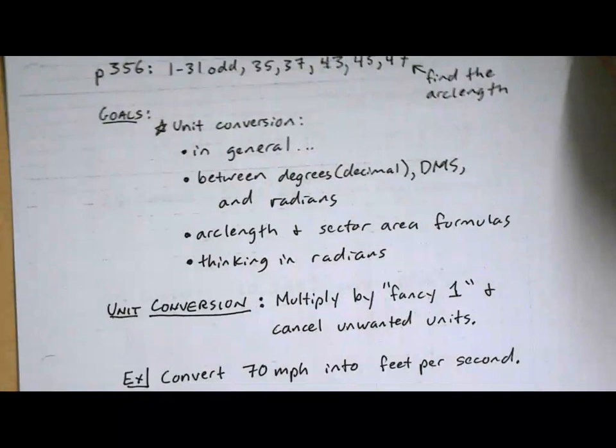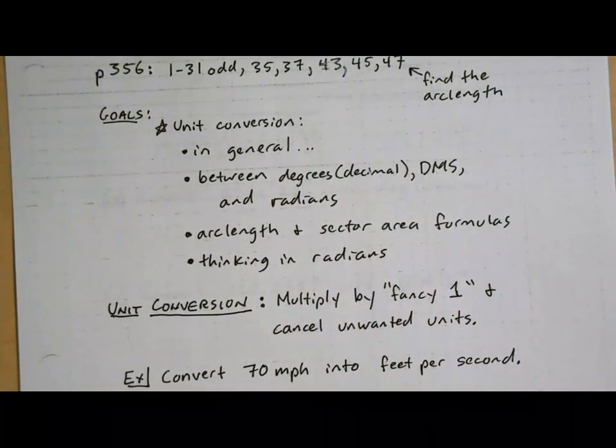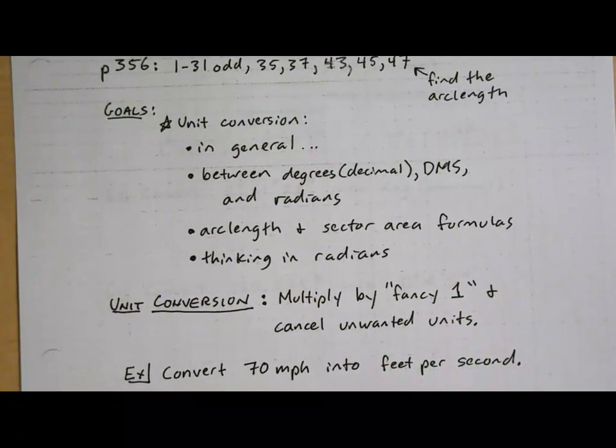So our goal for today, we're going to look at unit conversion in general, and specifically we're going to be looking at converting between degrees as a decimal, degrees, minutes, seconds, and then radians. Have you all heard of radians before? Radians are going to be super key in this semester. We're going to learn to think in radians instead of degrees. We're going to start that path today. We'll also look at some formulas for arc length and sector area. Those are pretty straightforward, just formulas, pretty cookie cutter math.